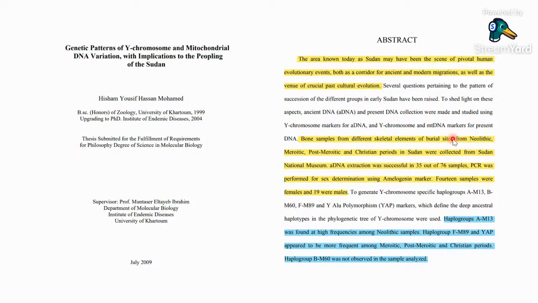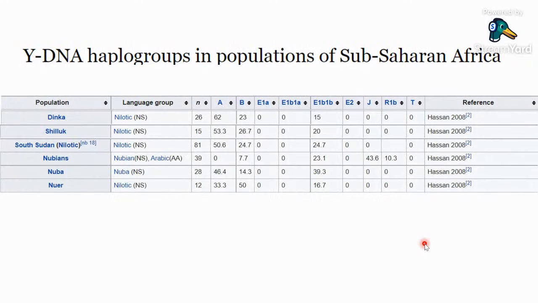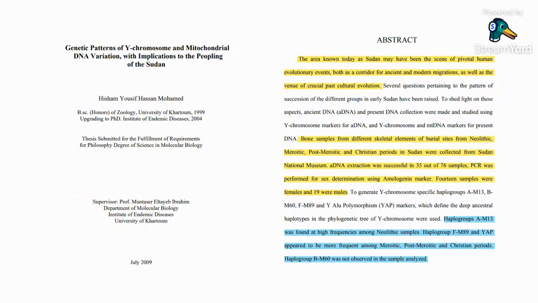All right. So again, they were able to extract the genome from these bones, from the Neolithic, from the Meroitic, from the post-Meroitic, and also from the Christian eras. So when doing this, haplogroup A-M13 was found at high frequencies among Neolithic samples. All right, so that's ancient samples. The original people of that land would have been A-M13. I'm going to go back real quick just to show you this. These tribes that are connected to the sons of Cush right here, they have high proportions of haplogroup A. All right, we see it right here. So again, haplogroup A-M13 was found at high frequencies among Neolithic samples.